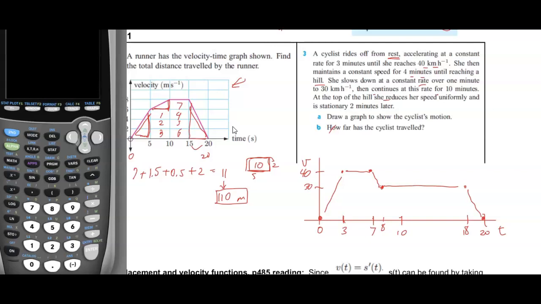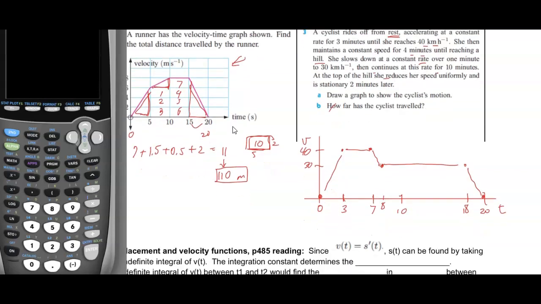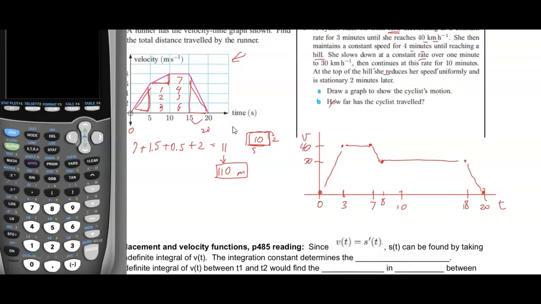How far has the cyclist traveled? So in order to calculate that, what we need to do is find the area. So I'm just going to divide it into a few blocks. So there's a triangle, there is a rectangle, there is a little triangle and a little rectangle, and here is a big rectangle, and here is a little triangle.